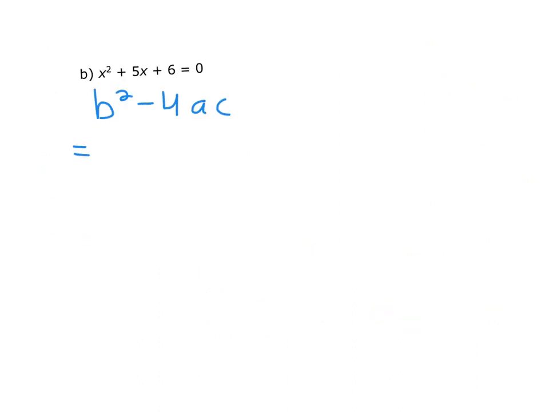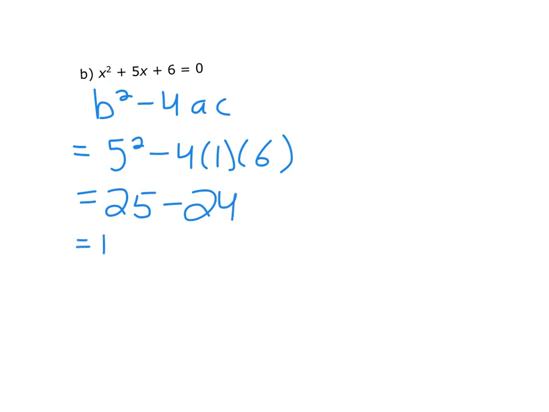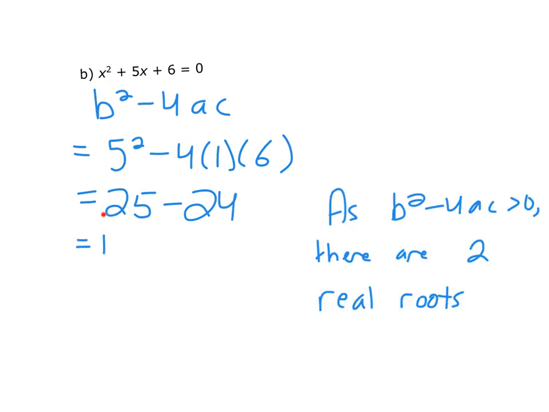In this second example, I want to determine the nature of the roots of x squared plus 5x plus 6. So I will evaluate this. b is 5, so 5 squared minus 4 times a, which is 1, times c, which is 6. So we get 25 minus 24, which is equal to 1. What I care about is the sign of this discriminant value. I only care that this 1 is positive. Because the discriminant b squared minus 4ac is greater than 0, there are 2 real roots. You will often hear there are 2 distinct roots, meaning that there are 2 different roots. They're not the same value.